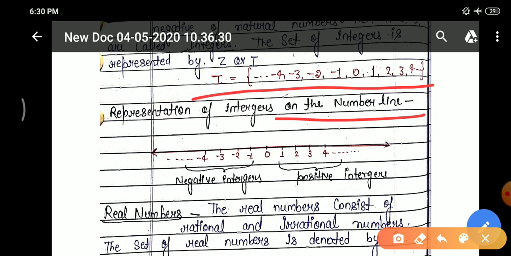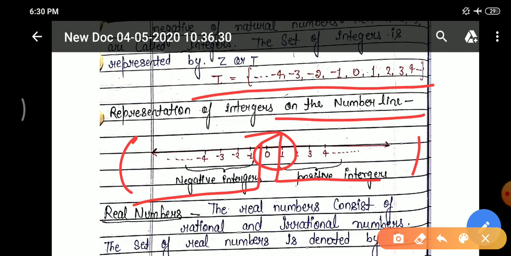Okay student, representation of integers on the number line. This is the number line. These are the positive integers, these are the negative integers, and here is 0. We know that 0 is neither a positive number nor a negative number.